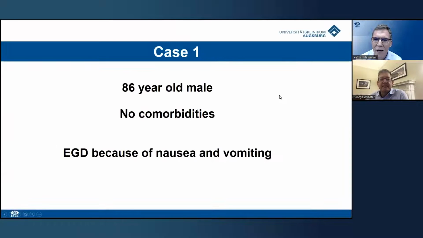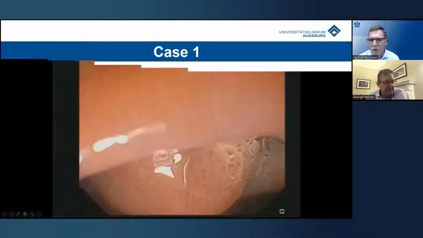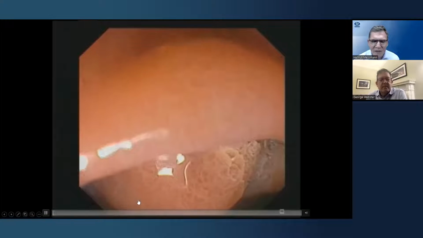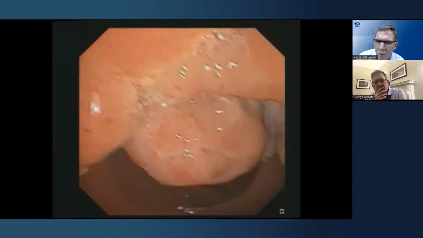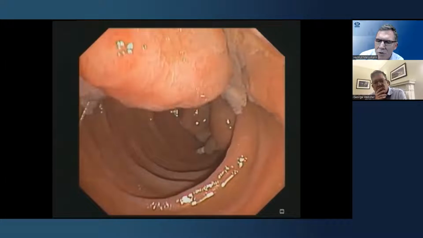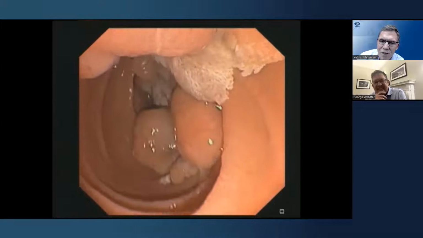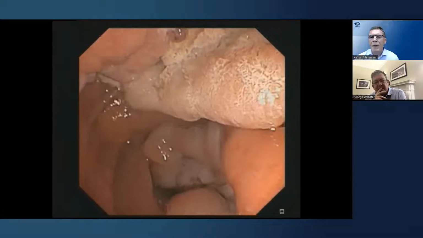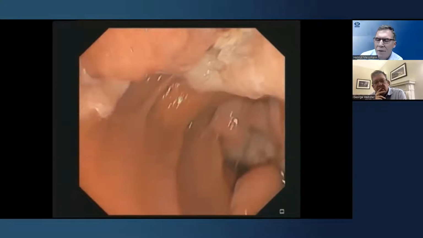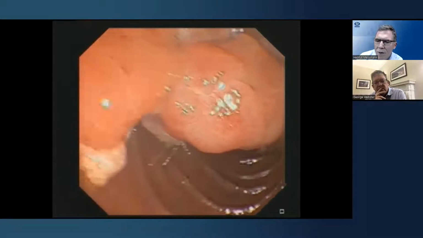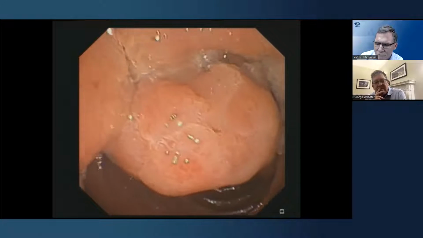And now I would like to start with a case of a 86-year-old male without any comorbidities, and he had just EGD because of nausea and vomiting. And this was the initial lesion we saw. So 86-year-old, huge lesion, obviously including the papilla, was not really visible. Where's the opening and the orifice?